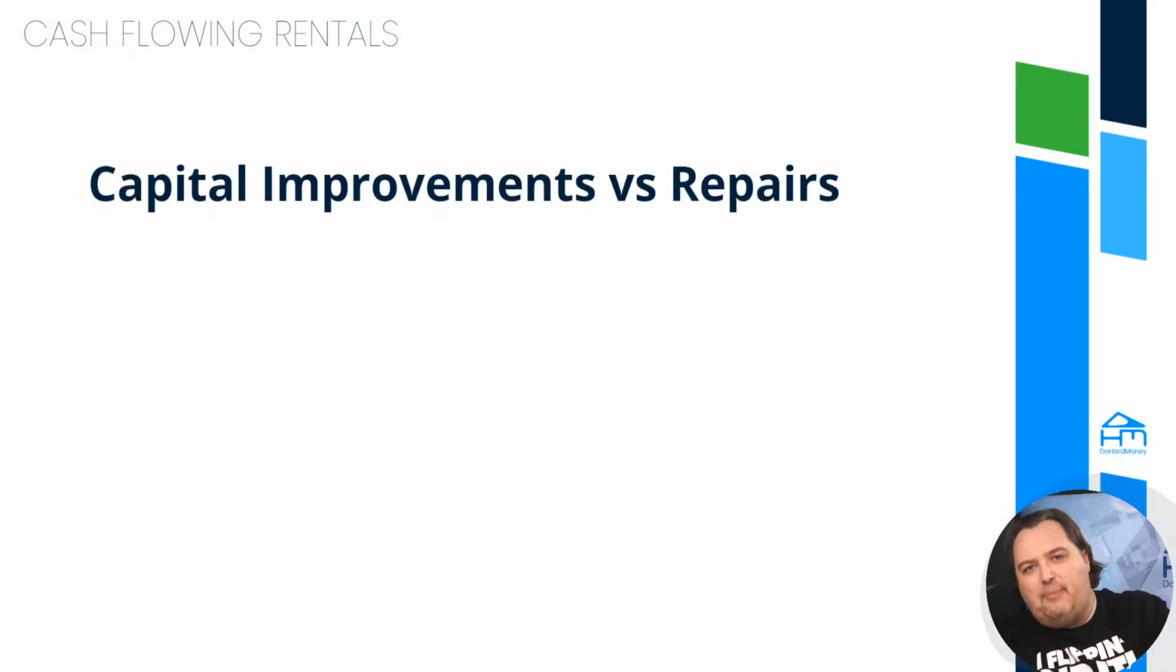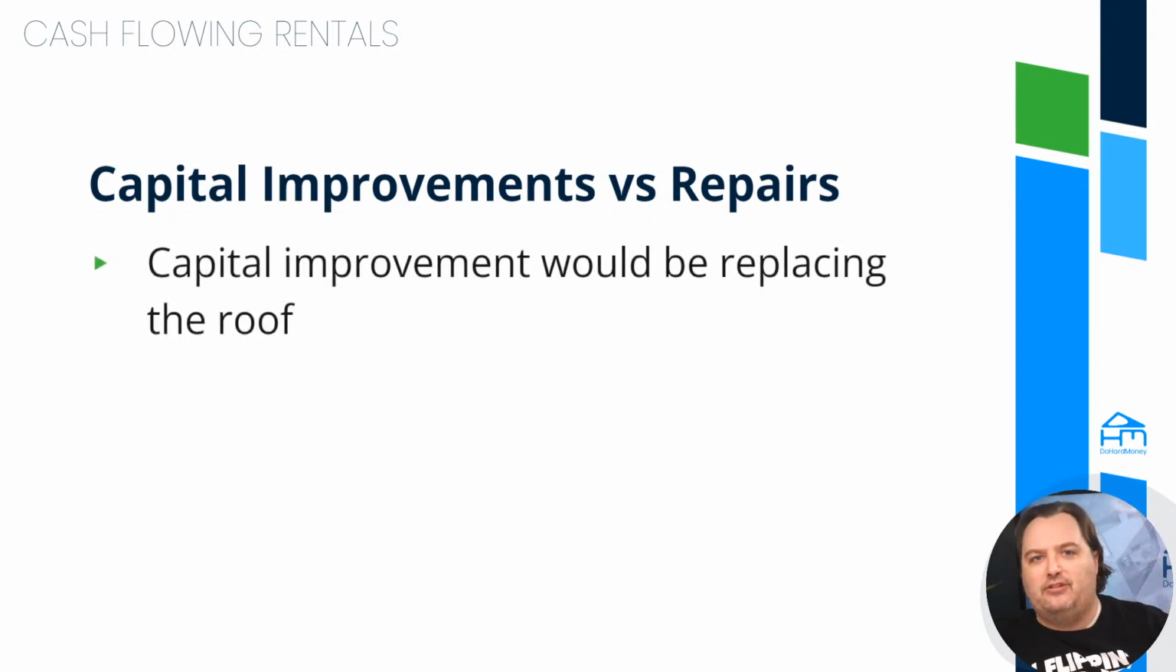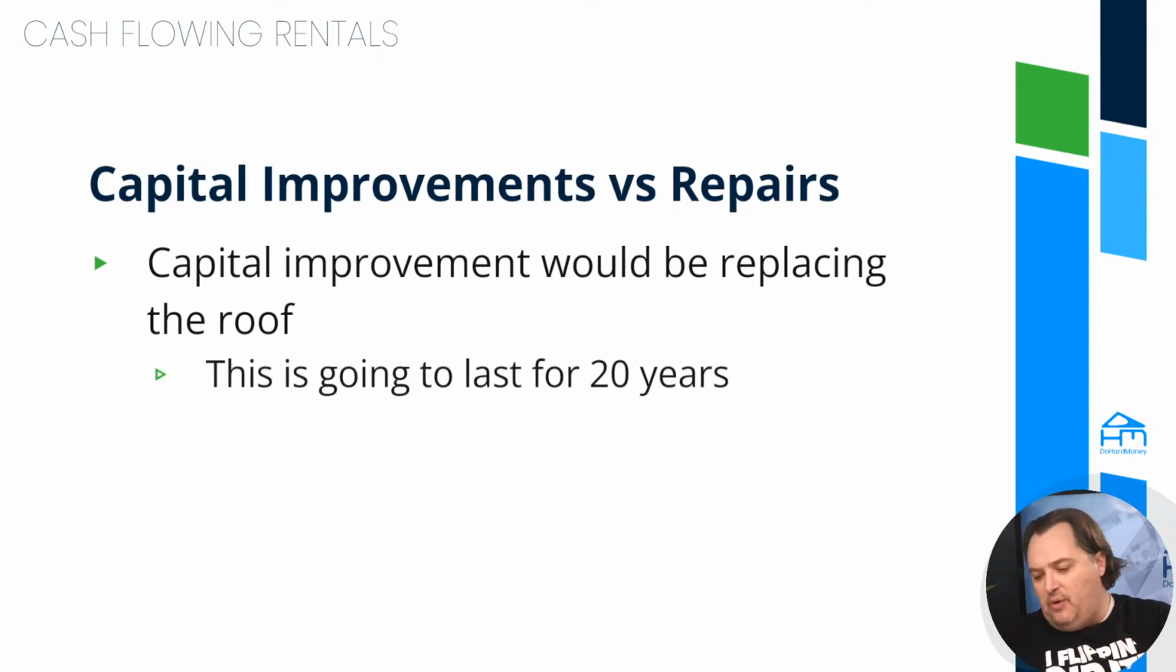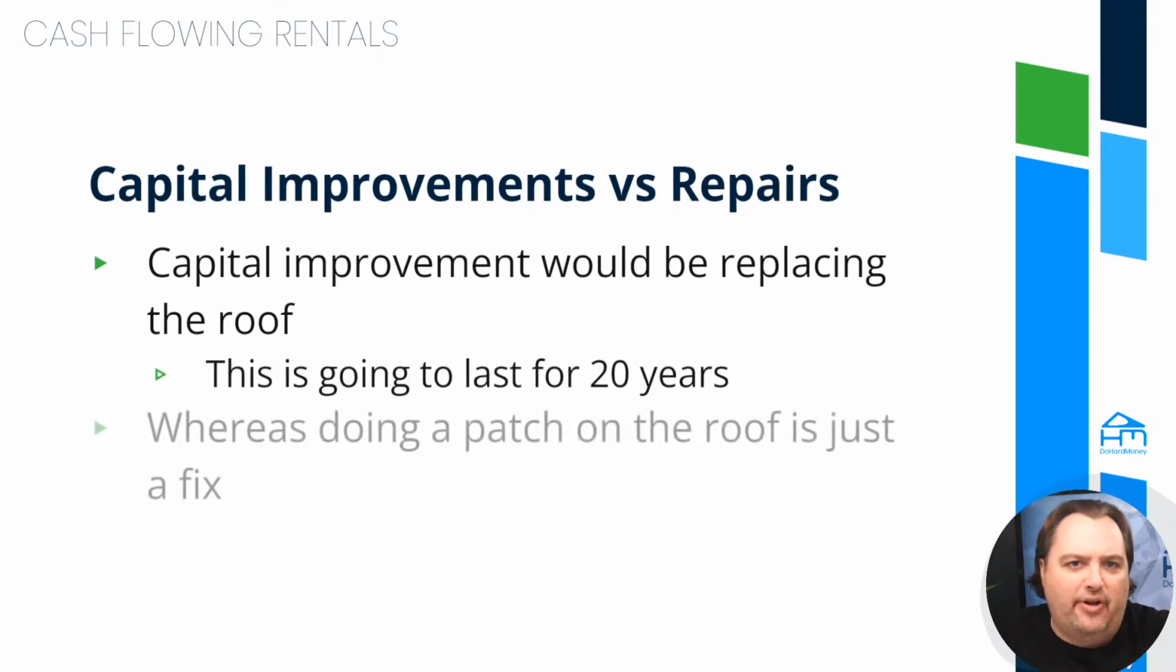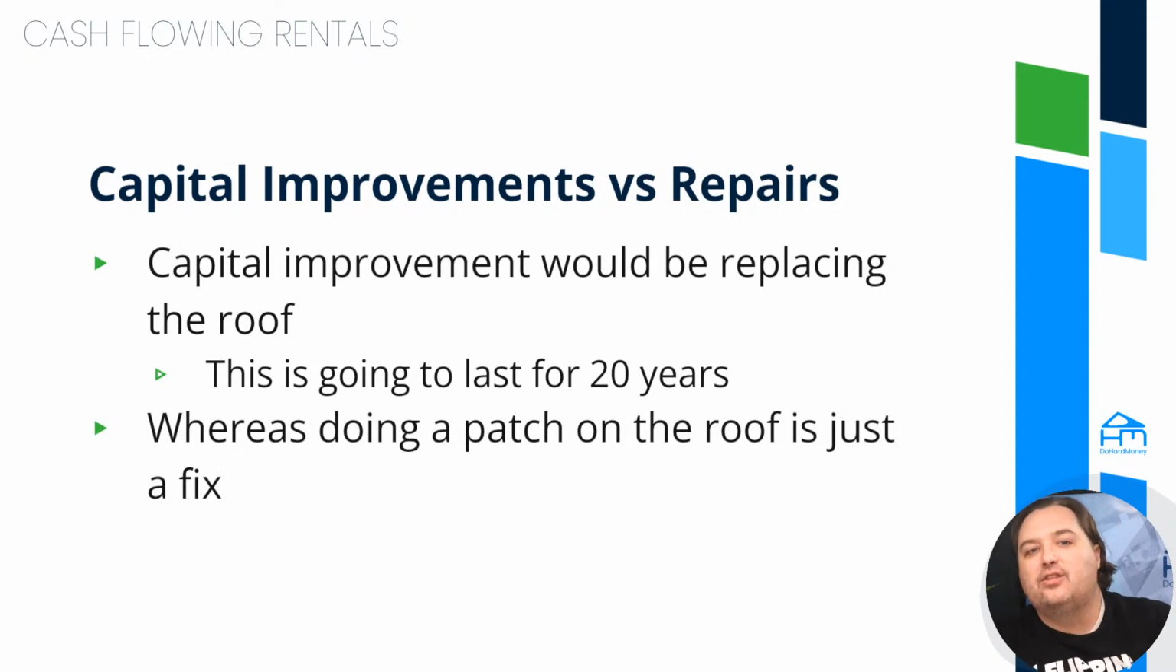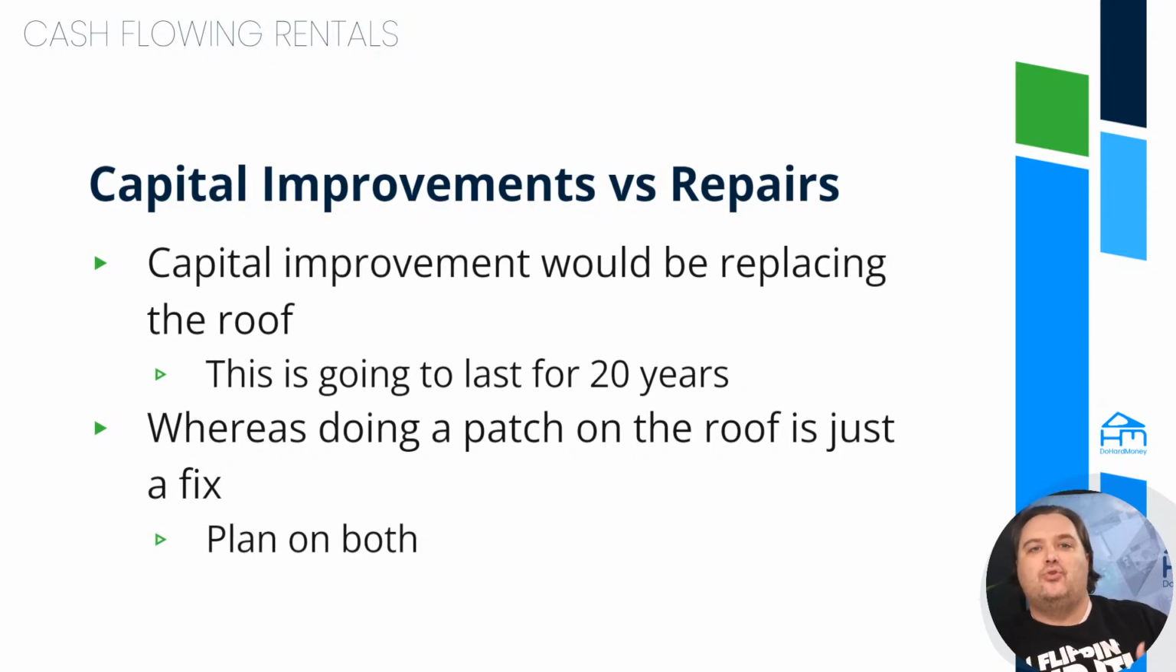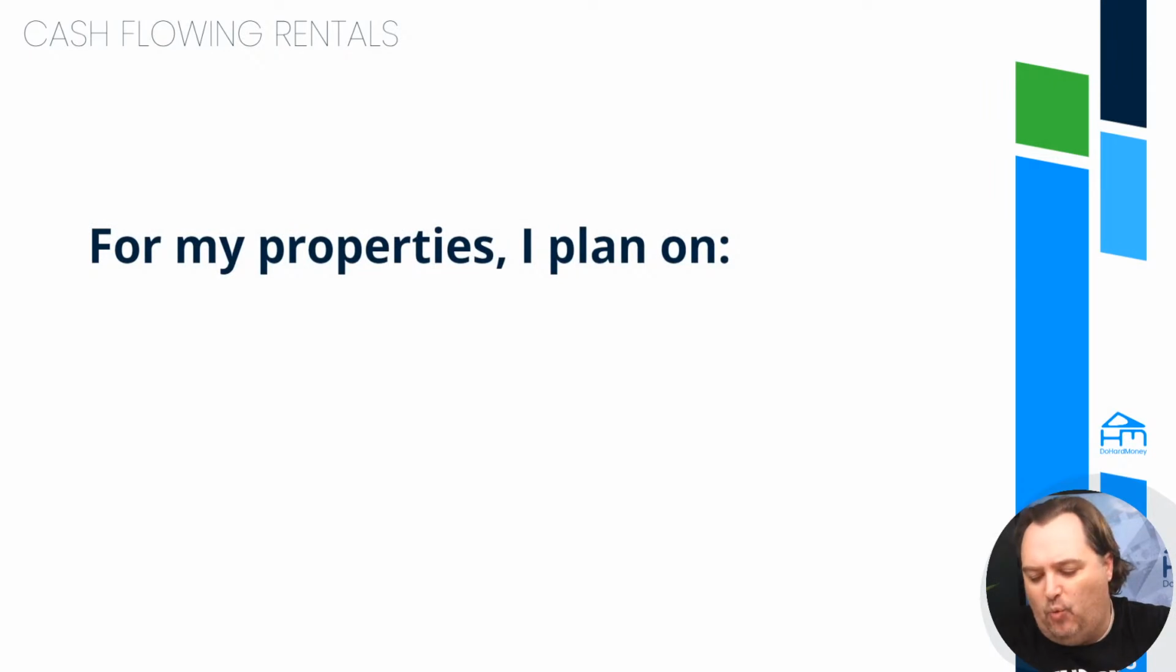So let's talk about the difference between capital improvements and repairs, because I get asked that quite frequently. A capital improvement would be replacing the roof, which is going to last 20 or 30 years. Whereas patching the roof is just a repair, which gives you another few years. So a repair is something temporary that helps you last for a while, whereas a capital improvement is for a long duration of time. Typically, you're talking about a furnace, an AC, or a roof.